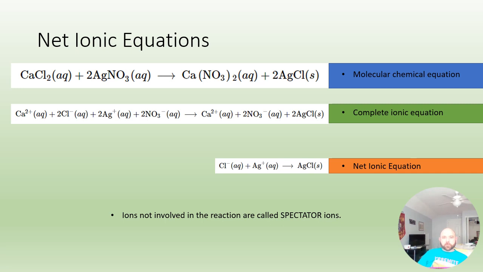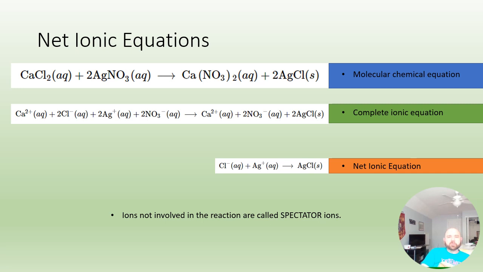Sometimes we see double replacement reactions symbolized with the net ionic equation instead of the complete ionic equation, and I'll show you what that looks like here. We have a regular double replacement reaction written at the top in our standard molecular chemical equation format, where we have calcium chloride reacting with silver nitrate to form calcium nitrate and silver chloride. Everything is soluble except for the silver chloride product, so it would form a precipitate.